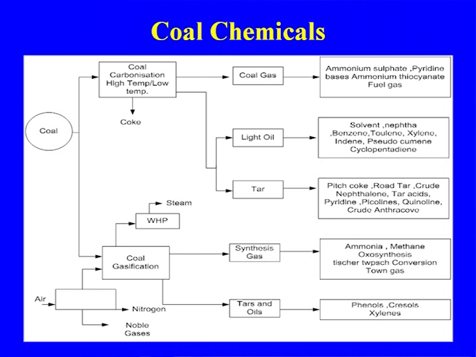road tar, crude naphthalene. Because naphthalene earlier was the route for making phthalic anhydride. Now we are making phthalic anhydride through the ortho xylene route. And then coal gasification, of course, the synthesis gas, and through the synthesis gas, ammonia, methanol, oxosynthesis, Fischer Tropsch synthesis, conversion of tar and oils for the phenols and the cresols.